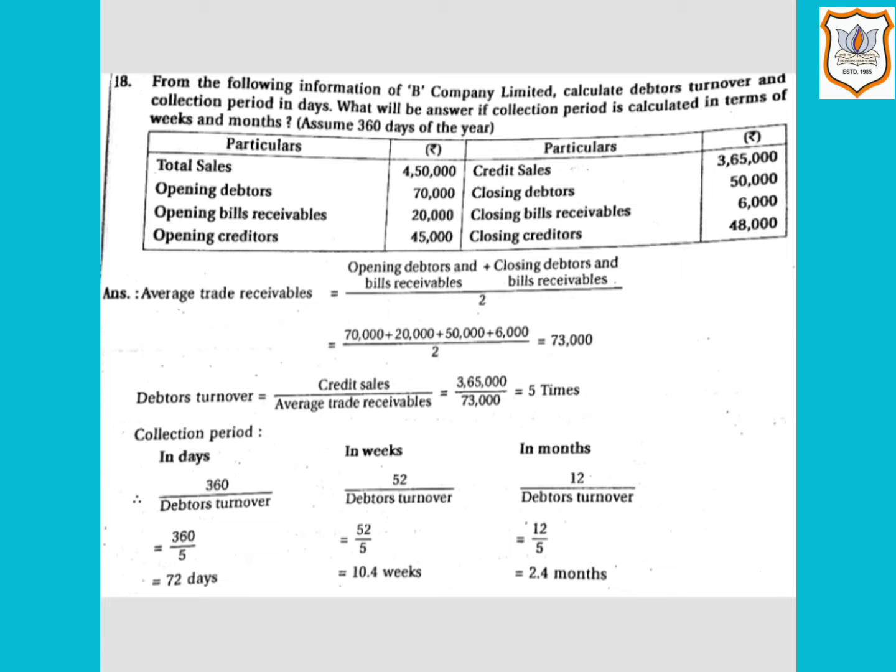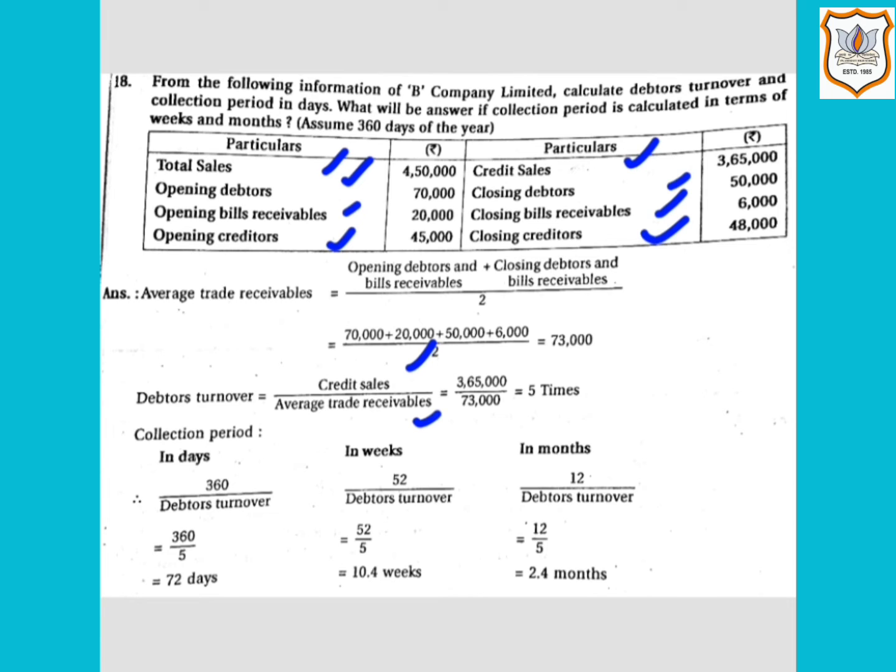So here we are given information about total sales, opening debtors, opening bills receivable, opening creditors, credit sales, closing debtor, closing bills receivables, and closing creditors. Now here our formula for debtor turnover is credit sales upon average trade receivable. In this ratio, meaning of debtor is considered account receivable, that is debtor plus bills receivable. Here if BDR is given, here BDR will not be deducted.